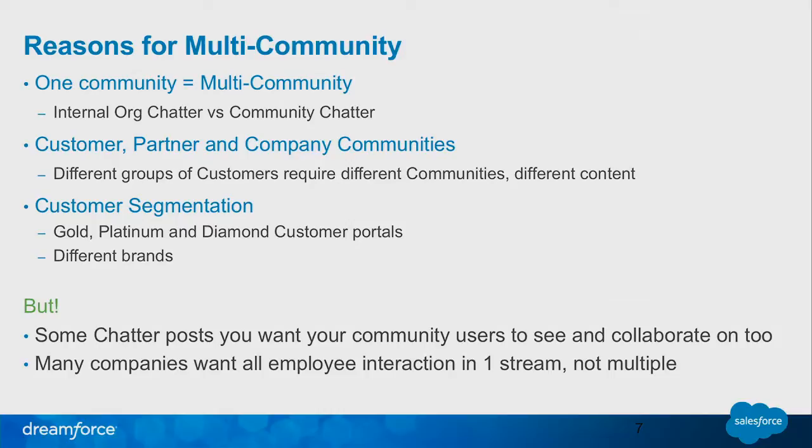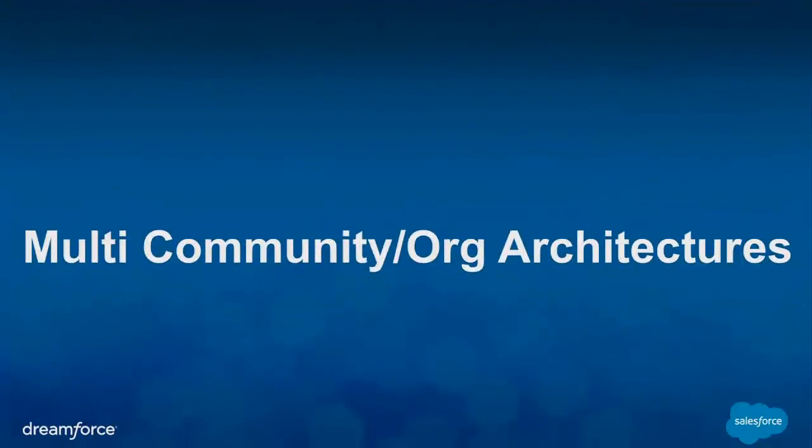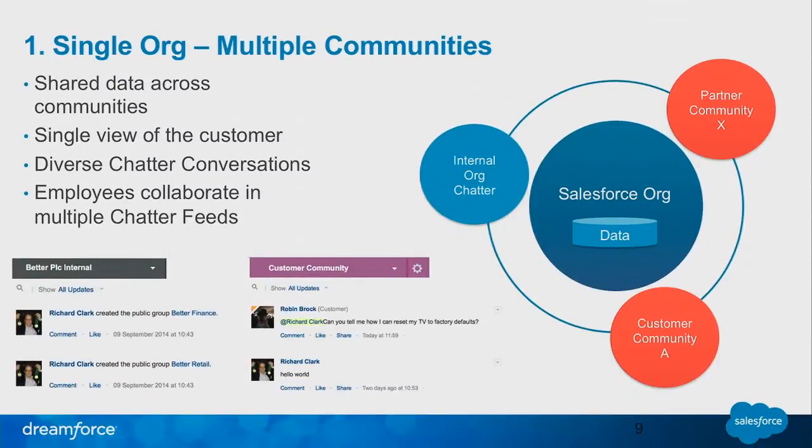And many customers want employee interaction in one stream, not multiple. I'm going to talk some more about this and the problem we have. So first I'm going to address the architectures. So we see here I have a very simple, well, relatively simple single org with some additional communities. So we've got our internal org Chatter over here. We've got a customer community and a partner community.